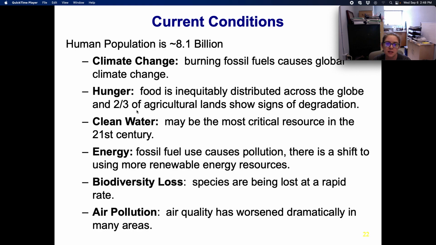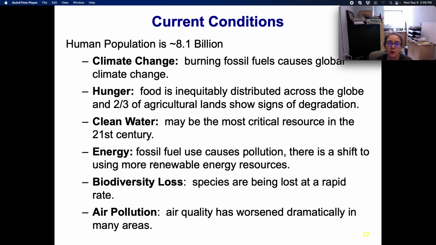We do also see that some of our agricultural lands are showing signs of degradation, which means that some of them may not be able to produce as much food as they have been recently. Clean water is thought to be one of the most critical resources in the 21st century. If you're really interested in water, I teach a freshwater ecology class every other year. I won't be teaching it this year, but I will be teaching it next year. But we do talk about water chemistry and water quality in that class.